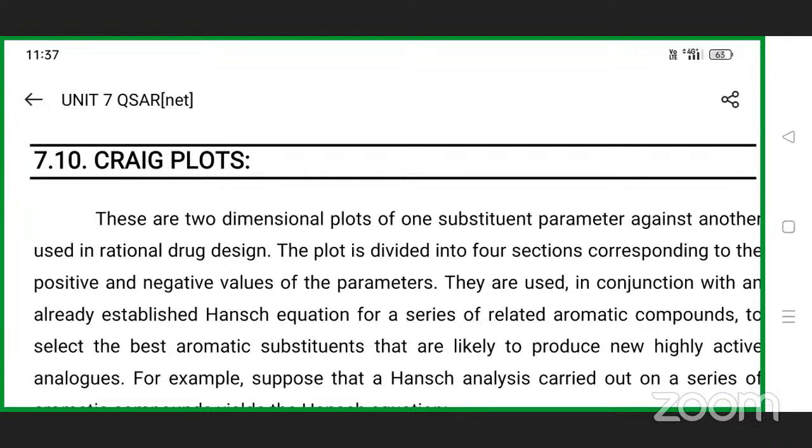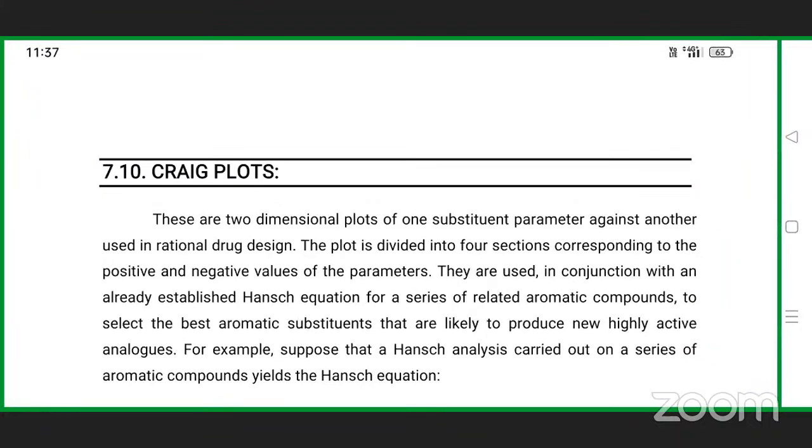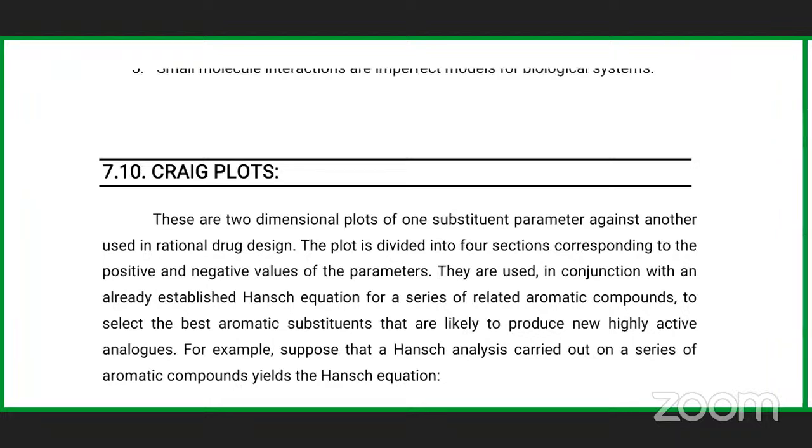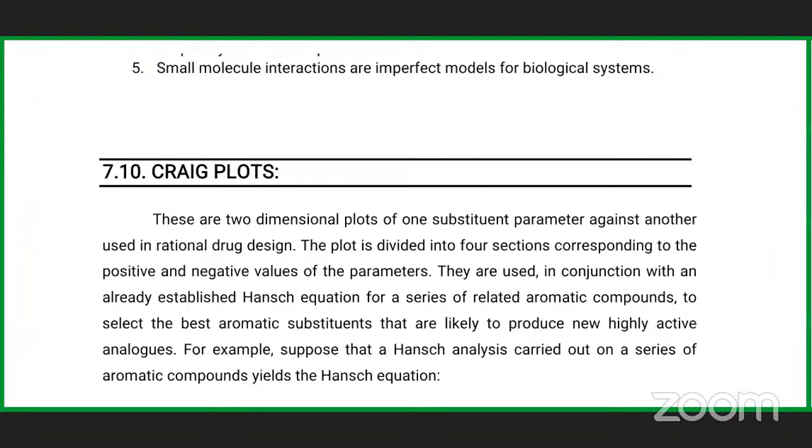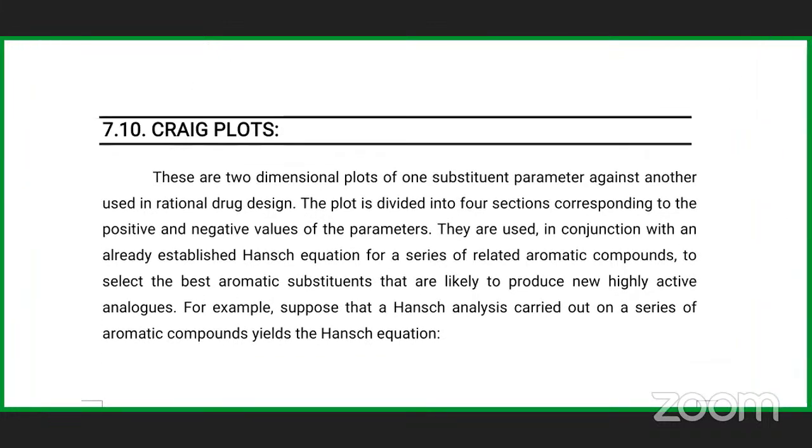So why is it two-dimensional, and what are the advantages and uses of this Craig's plot? These are two-dimensional plots of one substituent parameter against another, used in rational drug design. The plot is divided into four sections corresponding to the positive and negative values of the parameters. This is one of the best advantages of the Craig's plot. It provides the values for the negative phase descriptors as well as the positive phase descriptors.